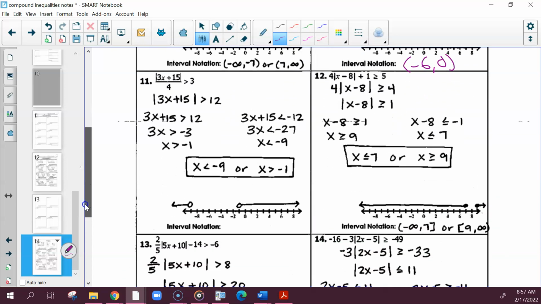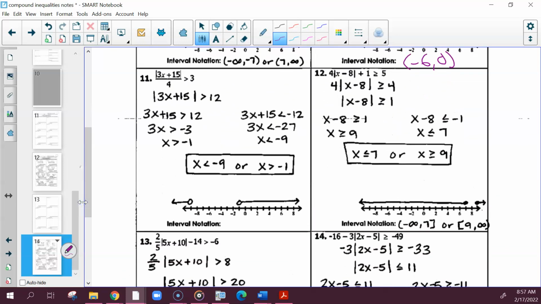On 12. Here, I saw some of you dividing by 4 first, but you should have subtracted 1 first. Get rid of that first. Otherwise, you end up with fractions, decimals. We want to avoid that. So subtract 1 on both sides, then divide everything by 4.